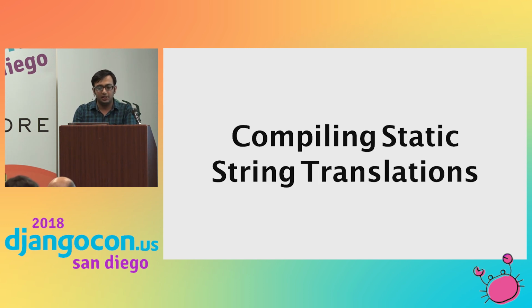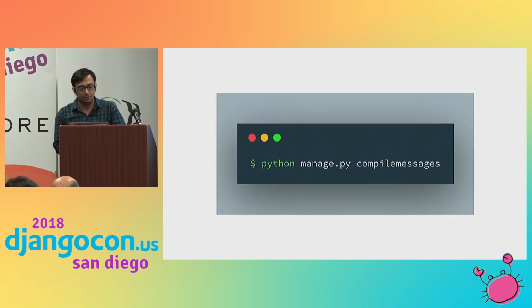We have defined all the static string translations, and now we'll see how to compile them. We'll run the command python manage.py compilemessages. As soon as we do that, this will generate django.mo files corresponding to all the django.po files that are there.